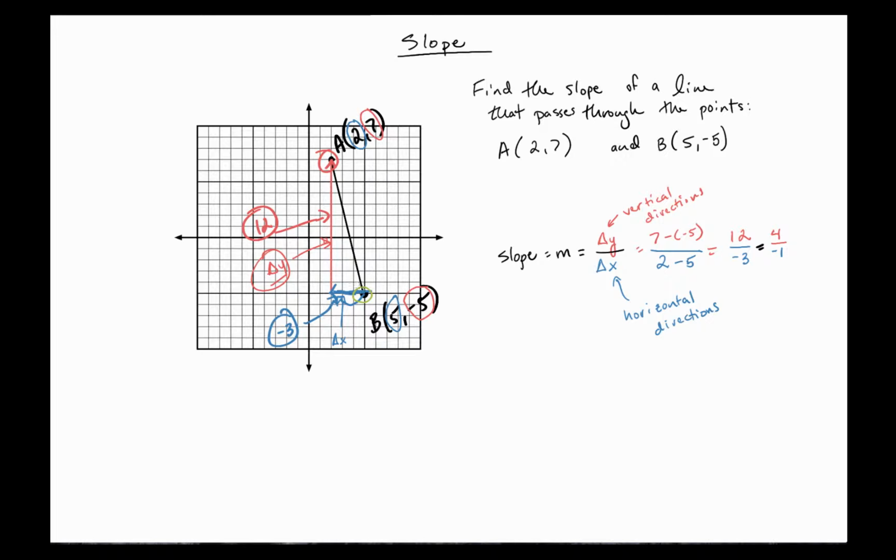So if I start here at B and travel up 4 and to the left 1, up 4 and to the left 1, and then up another 4 and to the left 1, you'll notice that every time I completed one of those sets of directions, the slope, I ended up back on the line. And that's what the slope is. It's directions from a point on the line to another point on the line. And that's it. That's slope.